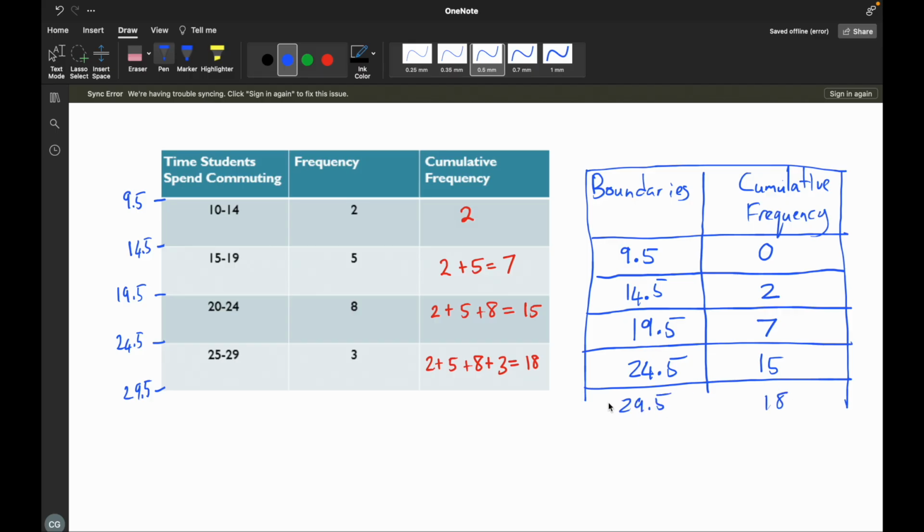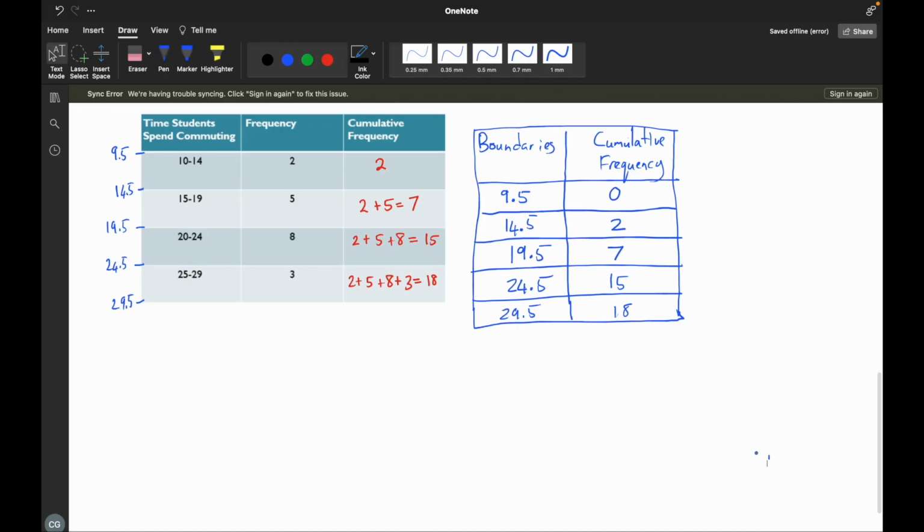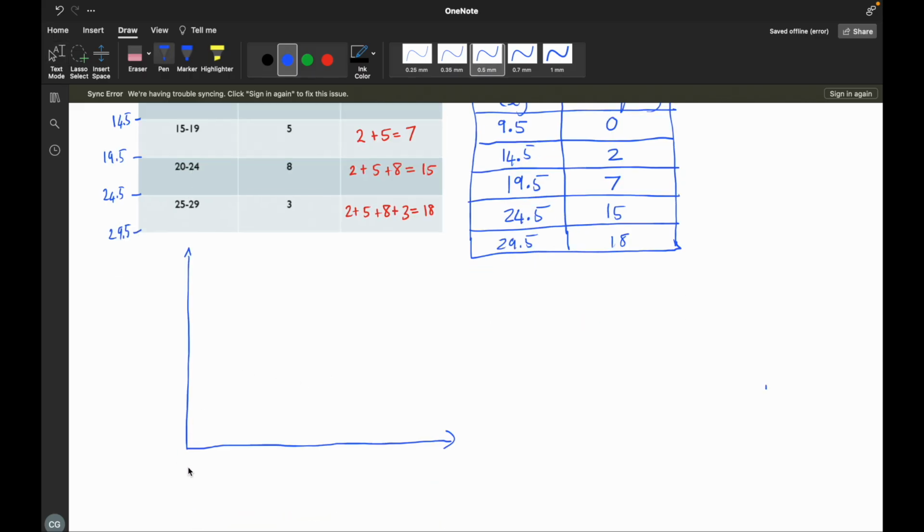Lovely. So, why is this important? Now, this is going to be the information that I use to sketch my data. Boundaries is going to represent my x-axis, and the cumulative frequency is going to be my y-axis. So, we're not doing anything new compared to what we've been doing all the time. We always draw this, and then the first number here is going to be 9.5.